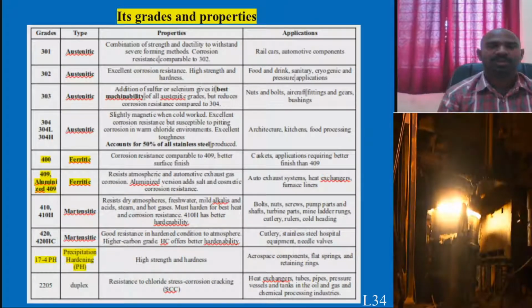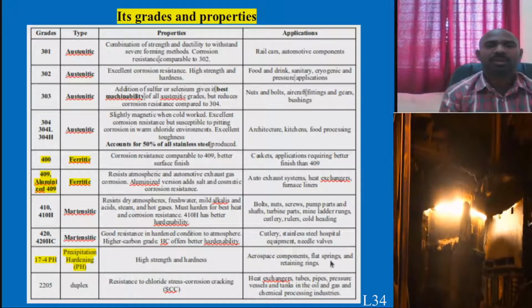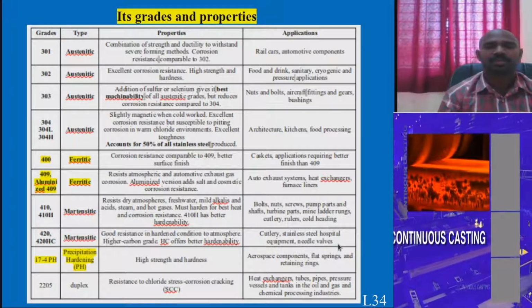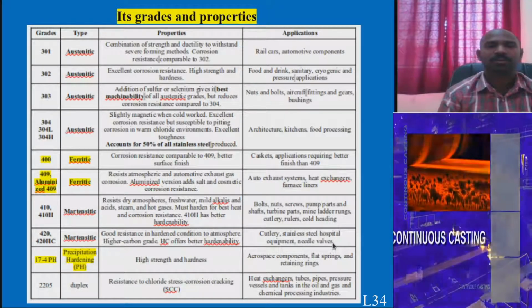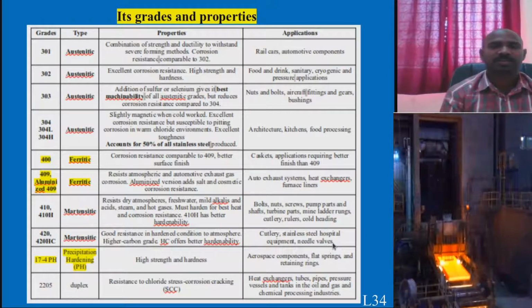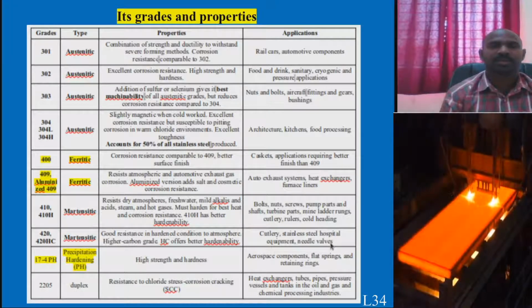Now coming to the grades, there is a variety of grades: austenitic stainless steel grades, martensitic stainless steel grades, ferritic stainless steel grades, precipitation hardenable grades, and there are many grades of steels.